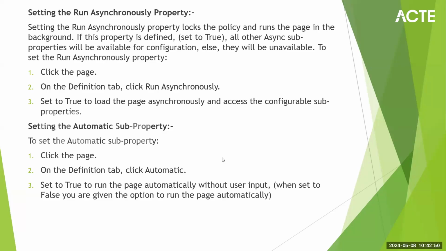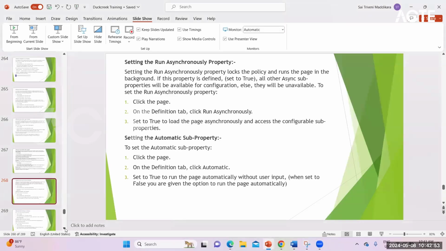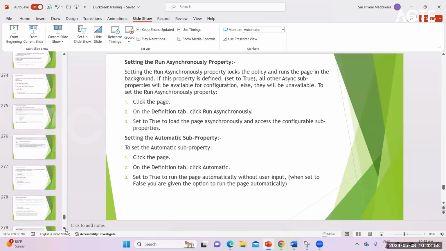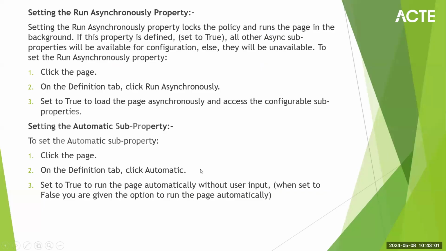Setting the run asynchronously property. Lock the policy and run the page in the background. Nothing but if you lock that particular policy which you have created, the page will be running in the background, but you cannot see it on the UI. So how do you set that? Click on the page and on the definition tab, click asynchronously. That page will not be displayed on the UI. Only the function will be running in the background.